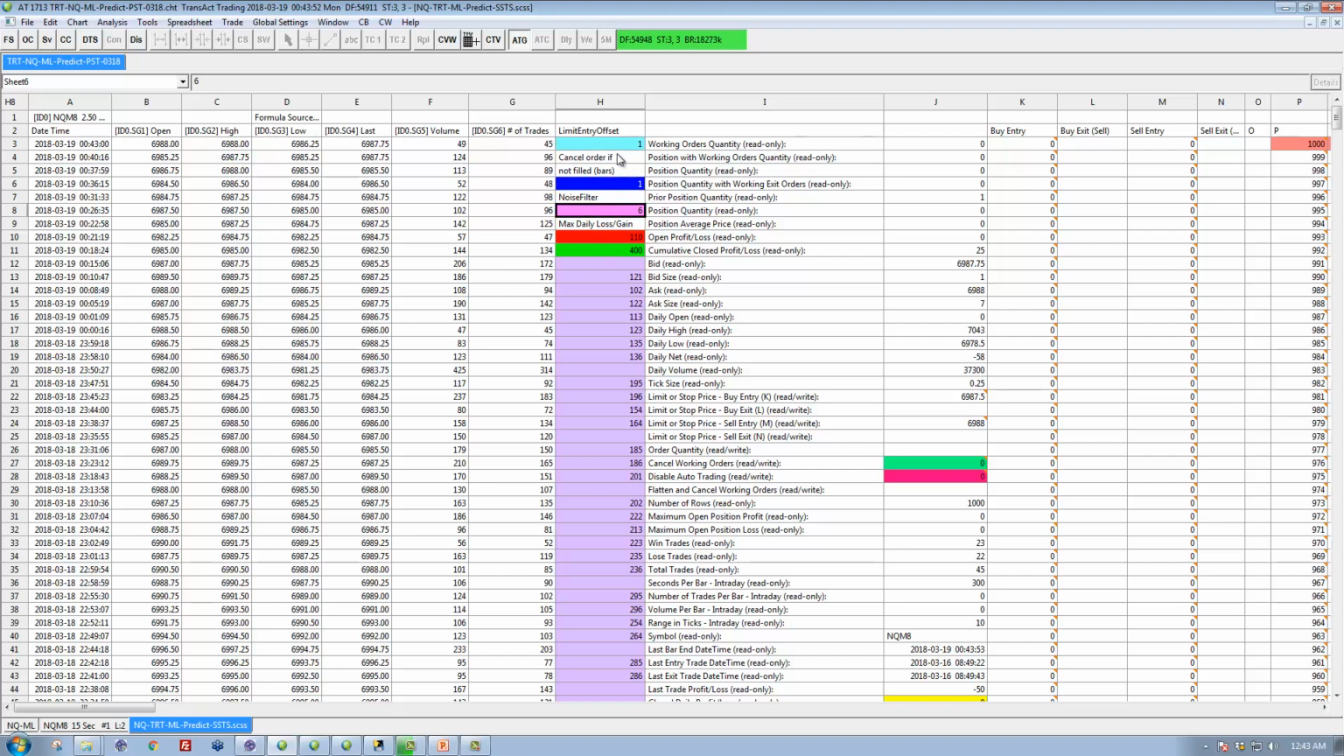The first one is the limit entry offset, and what this means is when you get a signal on a bar, where do you want to place the limit order? The number here is how many ticks back from the close of that bar. So if it's an up bar and it closes at 2000.25, and you have a limit entry offset of 1, then it's going to place the order at 2000.